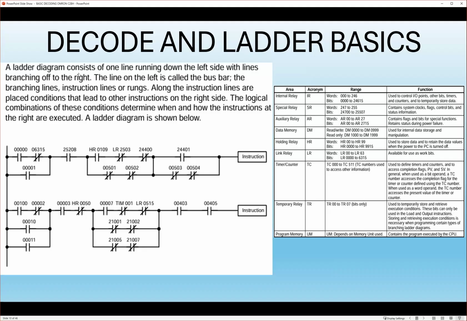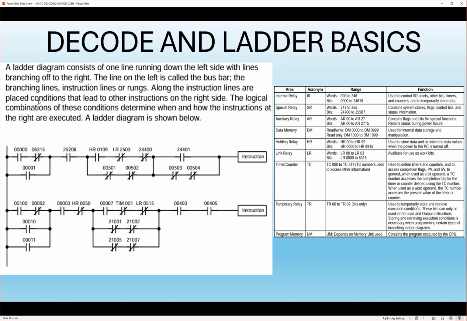A ladder diagram consists of one line running down the left side, as you can see here, right? This is true to today. Branch lines on the left side with lines branching off to the right, which I would call rungs. So in totality, this is a ladder, and then you have rungs on that ladder.